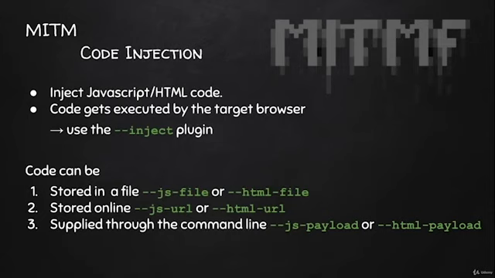So we're going to be using the same command that we always use. The only difference is we're going to insert the inject plugin. And then we have different options for injection. So there's three main options. There is the file, so you can have your code stored in a file, and you can use JS file or HTML file to inject the code stored in that particular file that you specify.